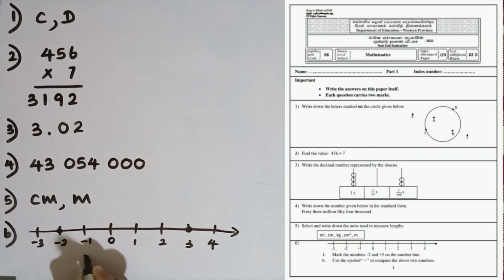We have to use this symbol. Then if you compare these two numbers, which is the largest one? 3. So you have to put 3 here at the opening side of this symbol. Then -2 at the pointer side like this.